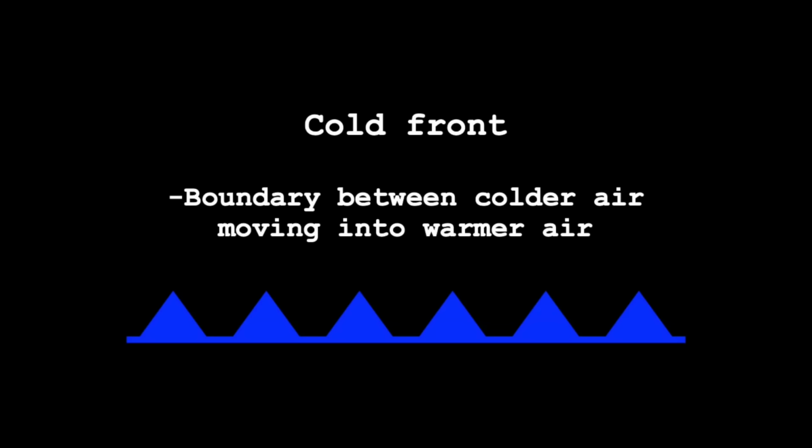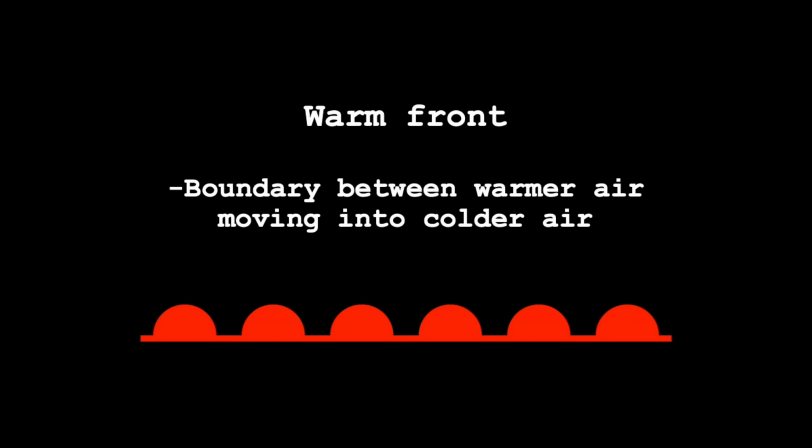Moving on to boundaries, let's start with a cold front. A cold front is the boundary between a colder air mass that's moving into a region of warmer air. A cold front is denoted by a blue line with blue triangles. On the other hand, a warm front is the boundary between a region of warmer air moving into a region of cooler air, and it's denoted by a red line with red semicircles.